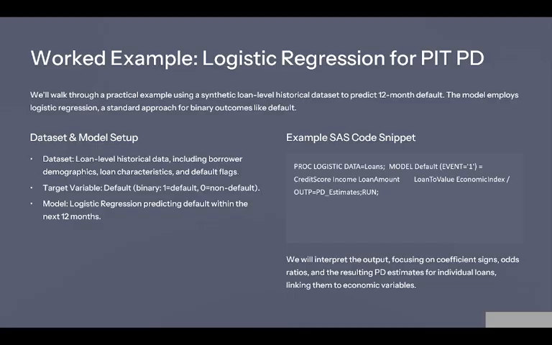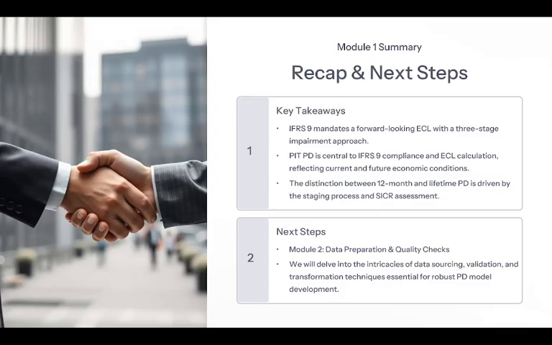Worked example, logistic regression. We'll demonstrate using logistic regression to predict 12-month default on a synthetic loan-level dataset. Variables include borrower demographics, loan characteristics, and economic indicators. We'll review coefficients, odds ratios, and resulting PDs, linking them to macroeconomic drivers.